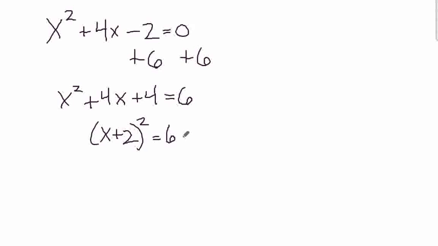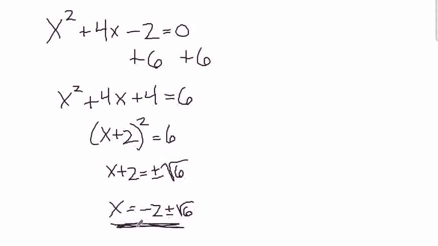Well, we know how to factor this, or at least I hope you do. What you do is you take the square root of both sides. So that means x plus 2 is equal to either plus or minus the square root of 6. So x is minus 2 plus or minus the square root of 6. You see that? So there is a way that you could solve a quadratic even if you can't factor the dumb thing.